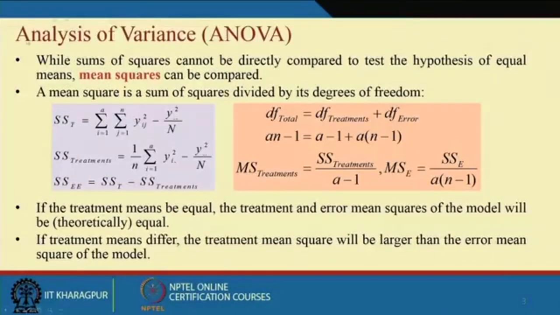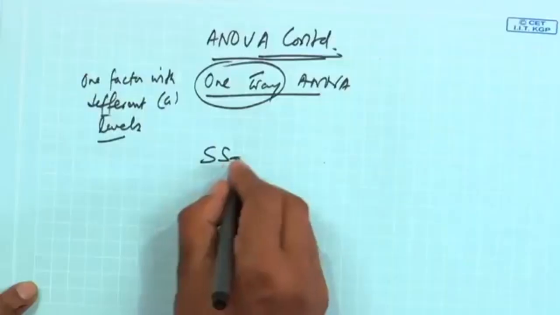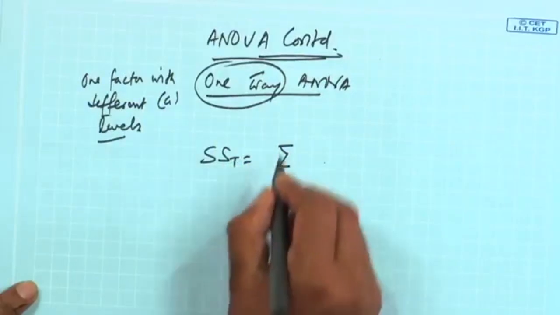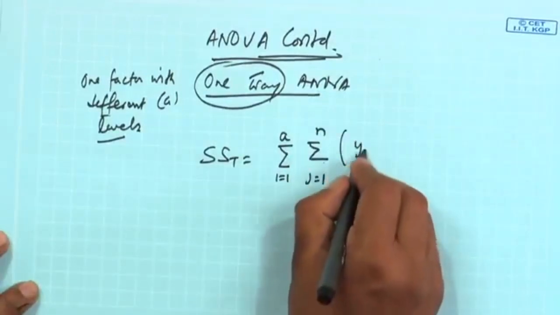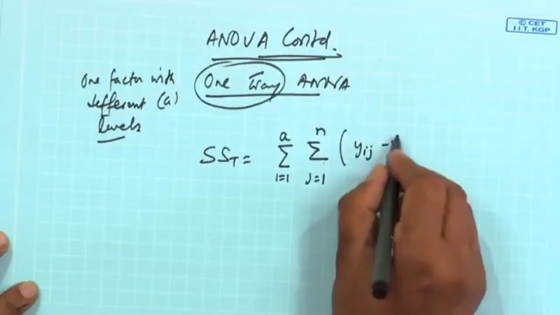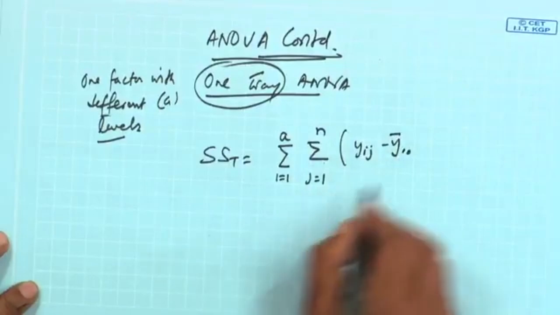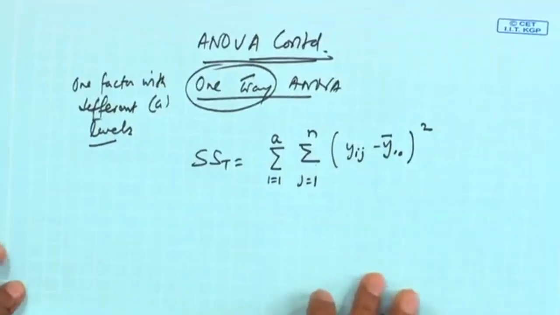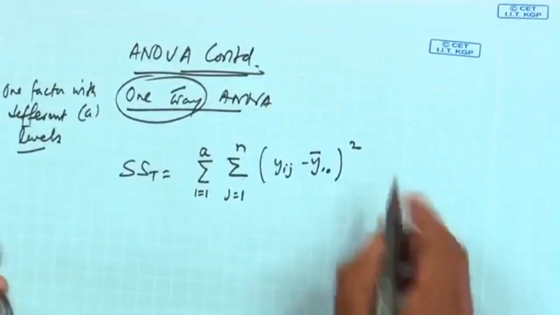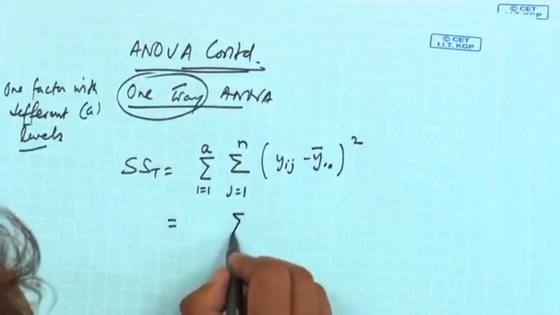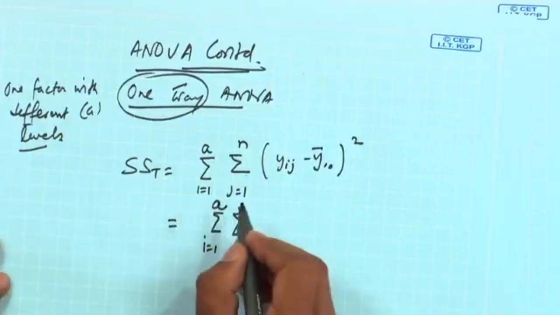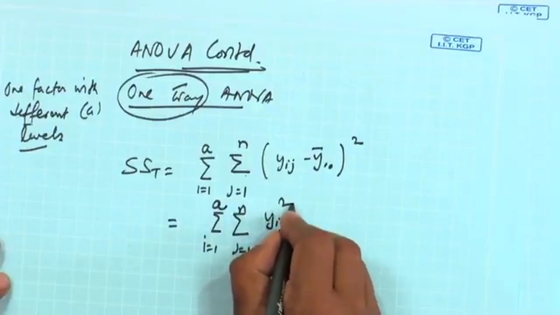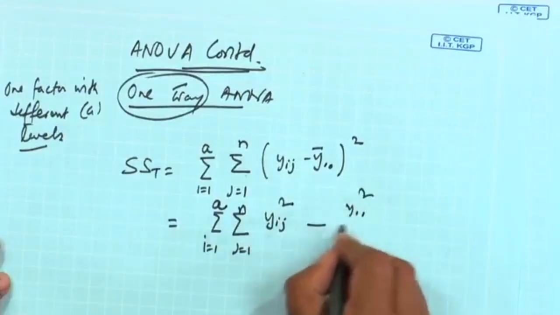So, let us see this. Last class, you have seen the formula for computation of SST. You have a number of levels, n number of replications, and individual observation y_ij. Everything is subtracted by the grand average and you make the square. Now, this can be simplified to the sum over j equal to 1 to n, i equal to 1 to a, of y_ij square minus y dot dot square divided by N.